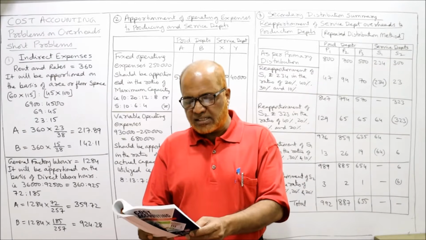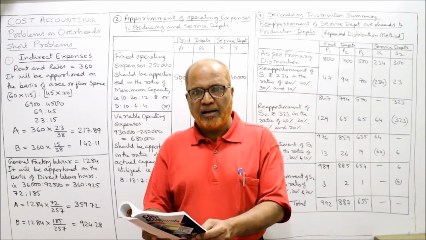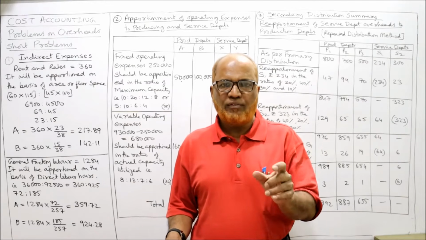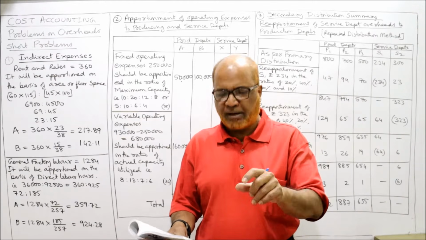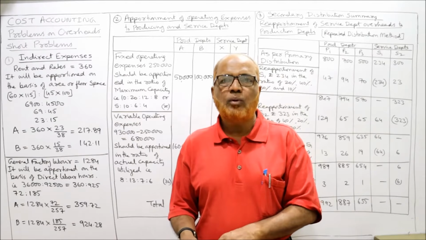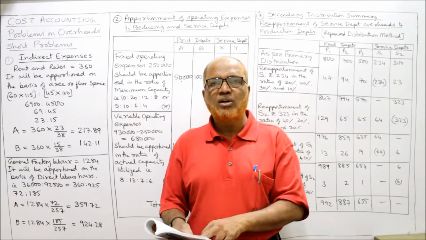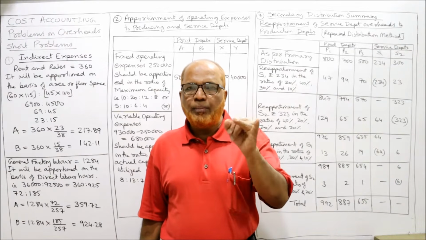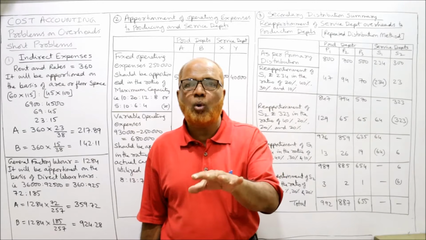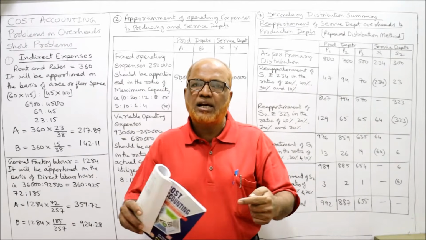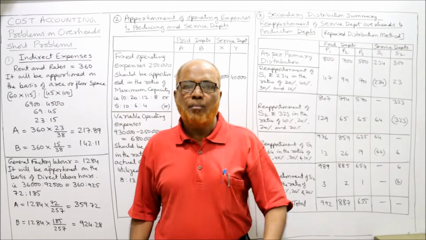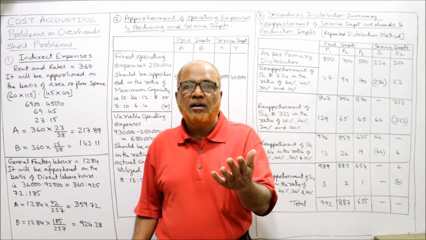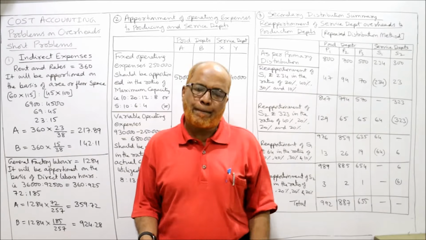Floor space: 60 by 115 feet for product A, and for product B 45 into 100. That means area is given, length and breadth. If you want to get the area, multiply length and breadth. So 60 into 115 gives the total area of product A, and 45 into 100 gives the total area of product B. Remember, rent and rates will be apportioned on the basis of floor space or area. There is a direct relationship between rent and area. More area, more rent; less area, less rent. So logically we can say that rent and rates will be apportioned on the basis of area.